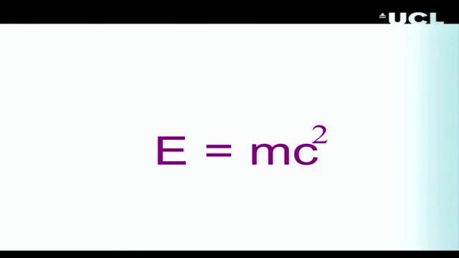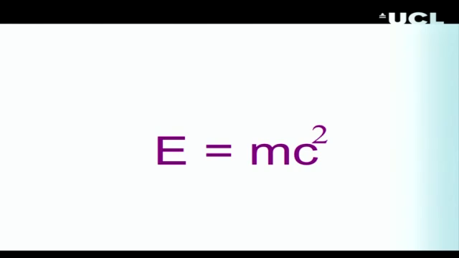Speed of light squared. Now, the speed of light is 3 times 10 to the 8 meters per second. It's a very big number. But if you have enough energy, E, you can make new particles of mass m, as long as you have enough energy by a factor of c squared to do it.